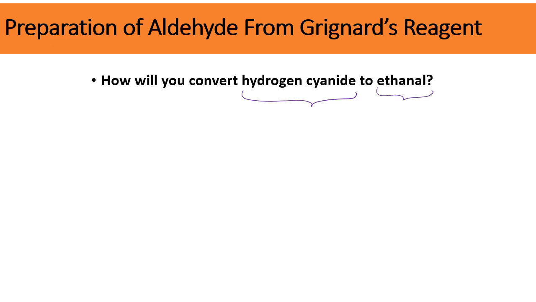So what we are supposed to do is, ethanol is the product, right? We are supposed to convert this hydrogen cyanide into ethanol, so this is our final product. So we will write the final product at the end of the slide. Then ethanol, how many carbons do I need to draw? 2 carbons I need to draw.